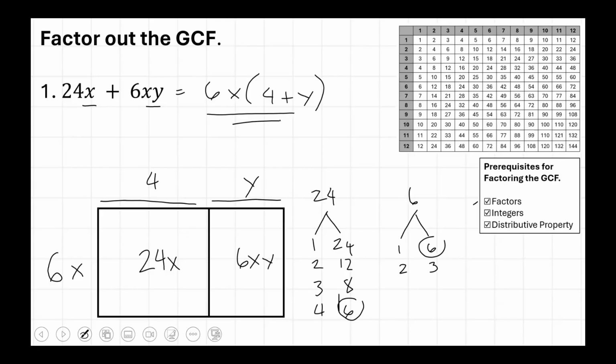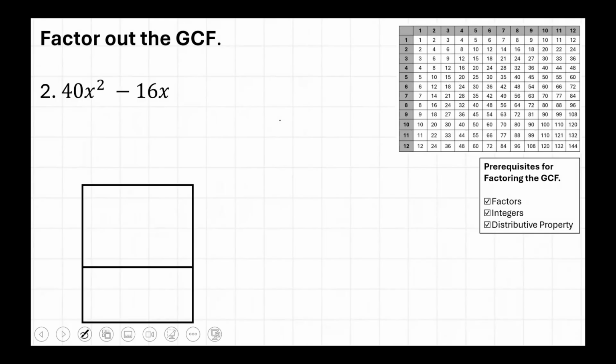Now that we corrected the mistake in the thumbnail, what if we try another example? Here we have 40x squared minus 16x. As you have noticed, we use a different orientation, but you can, again, try another orientation, like the horizontal one. Let's see if we get the same answer. But then again, we need to identify which is the common side. The common side is here.